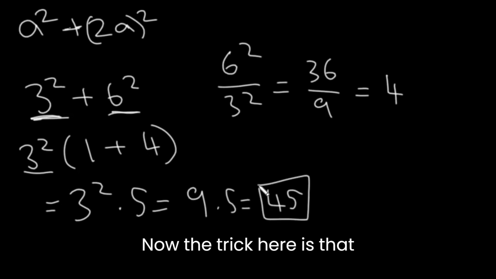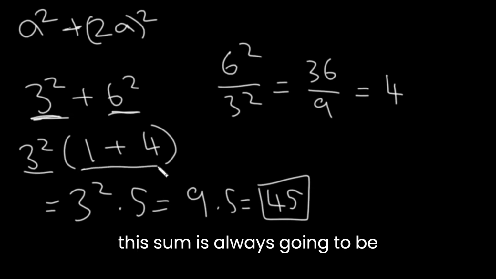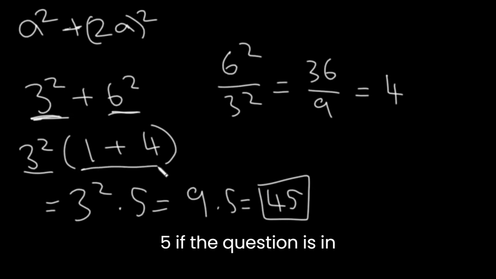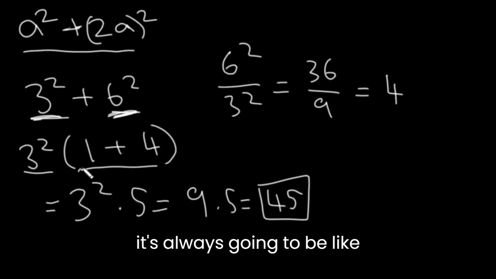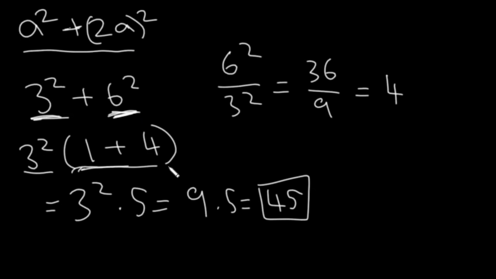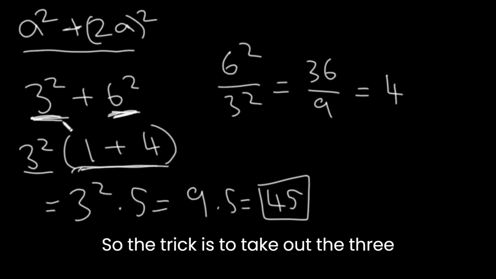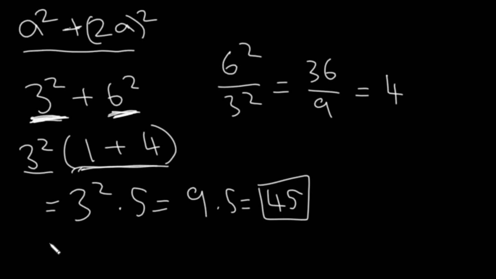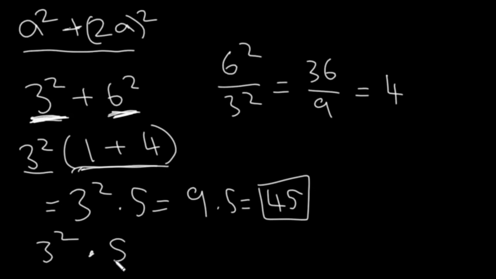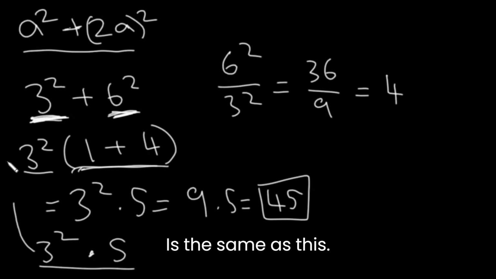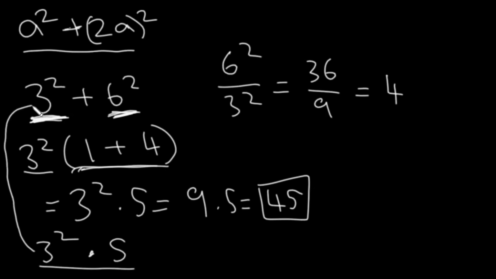Now the trick here is that this sum is always going to be 5 if the question is in this form. 6 was 2 times 3, so it's always going to be like this. So the trick is to take out the 3 squared and then multiply it by 5. And that gives you your final answer. This is the same as this.